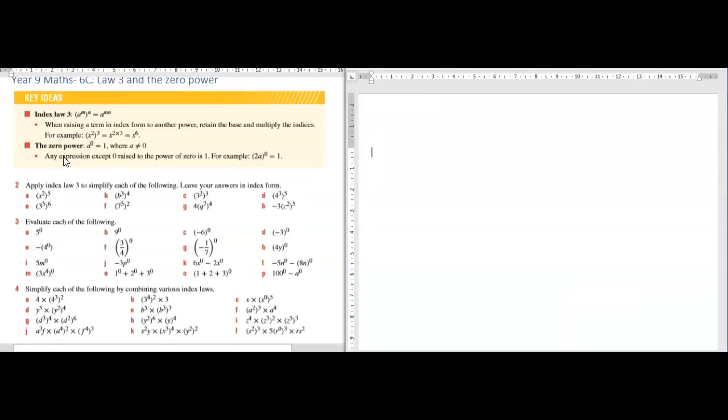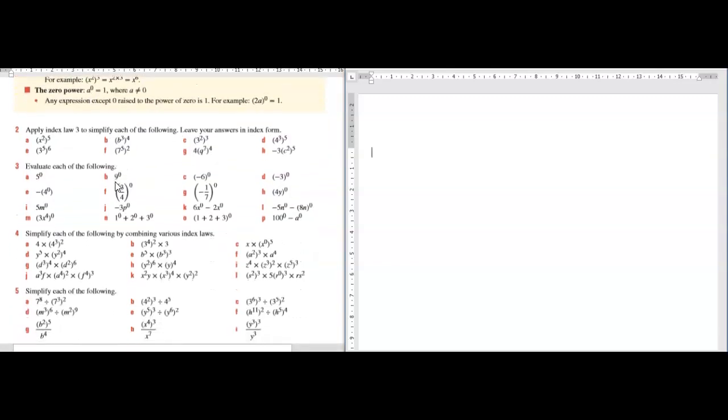Oh, before we do, the zero power. So basically anything to the power of 0 will always be 1 where a is not equal to 0. Okay, so it's true for any number, whether it's a negative number, a positive number, a decimal, a fraction, it will always be 1. Unless a is 0, because if a is 0, 0 to the power of anything will always be 0.